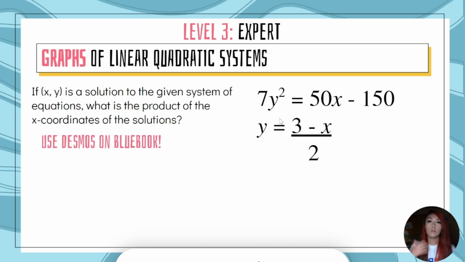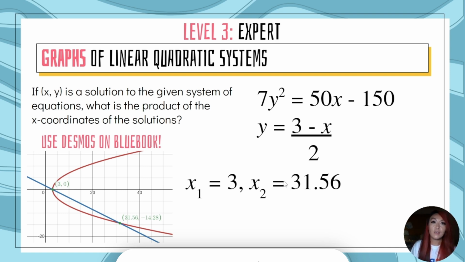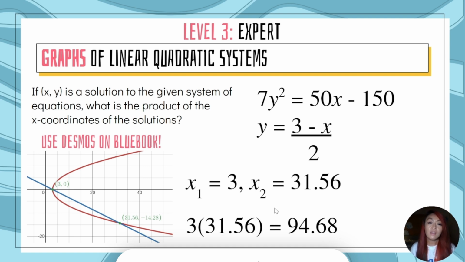Use Desmos on Bluebook. Use and abuse Desmos, right? You can put these equations in just as they are. No need to rearrange. And when you graph them on Desmos, you should get a graph that looks like this. So our points of intersection, or our solutions, are at (3, 0) and at (31.56, -14.28). So they want the product of the x coordinates of the solutions. So x1 is 3, x2 is 31.56. All we're going to do to answer this question is multiply 3 times 31.56, and we get 94.68.